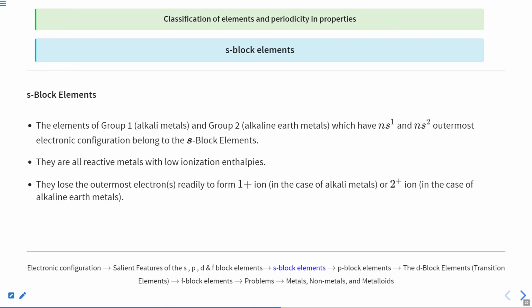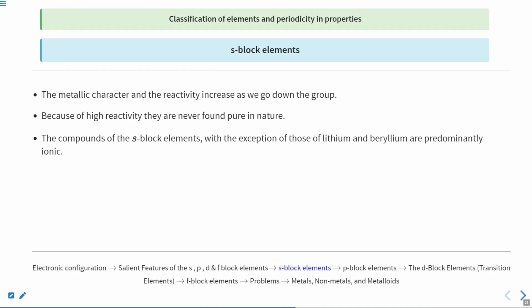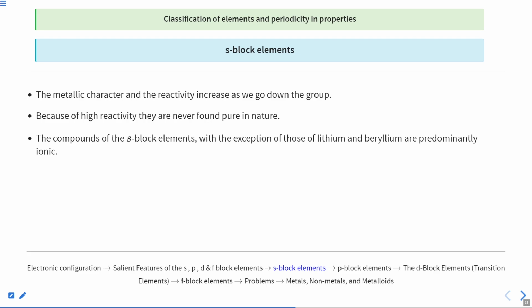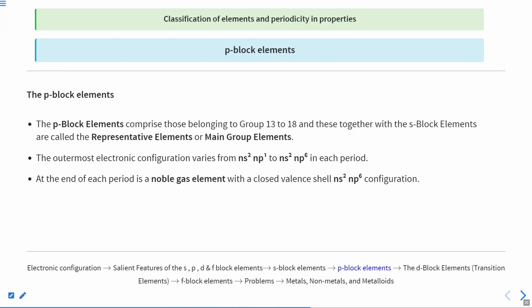Now we will see the s block, p block and d block in one go, as a kind of revision. So s block elements are all reactive elements, with low ionization enthalpy. They form +1 and +2 oxidation states, are metallic in nature, and are highly reactive and never found in the pure form. The compounds of the s block elements, with the exception of those of lithium and beryllium, are predominantly ionic. We have seen this. P block elements are also called the representative elements or the main group elements, in which the configuration varies from ns2 np1 to ns2 np6.